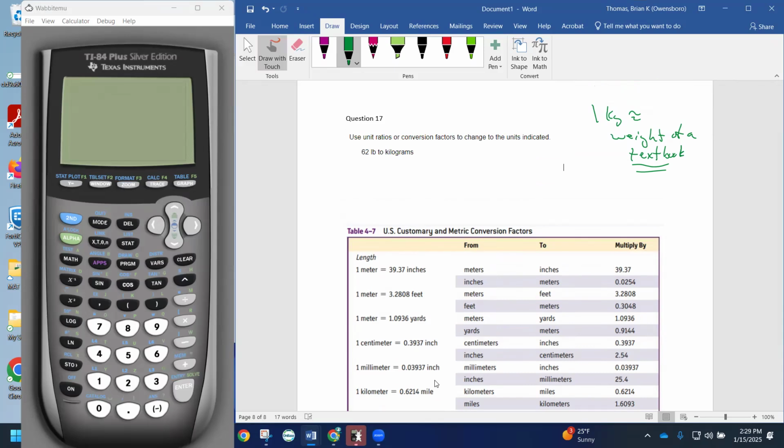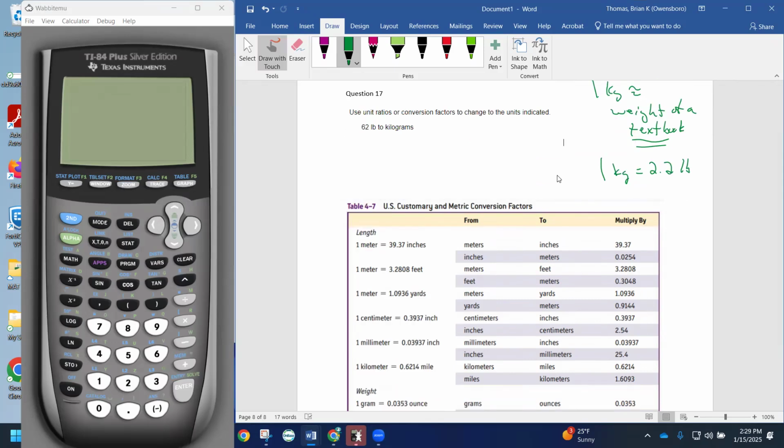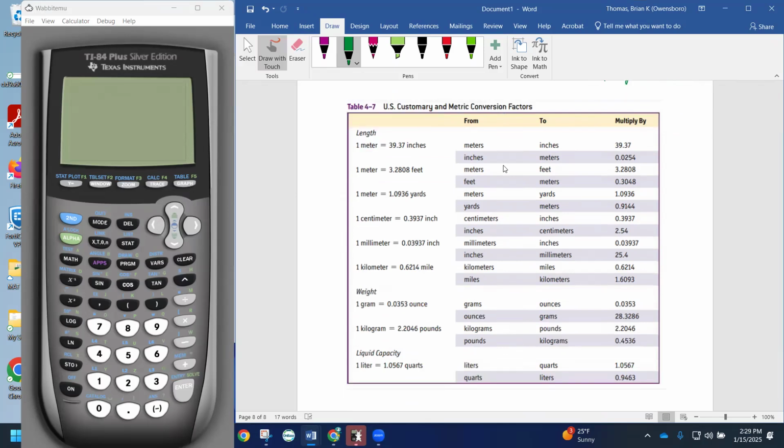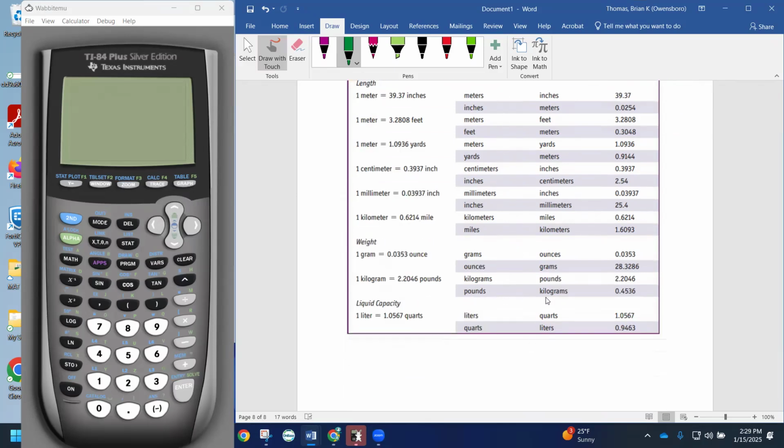So, 1 kilogram equals 2.2 pounds, if you will. So if I just round it to the tenths place. Now, for us though, the easiest way to do this is just follow the conversion factor. So we want to start with pounds and go to kilograms. So we want to go from pounds and we want to go to kilograms. So using my conversion chart, we want to go pounds to kilograms.